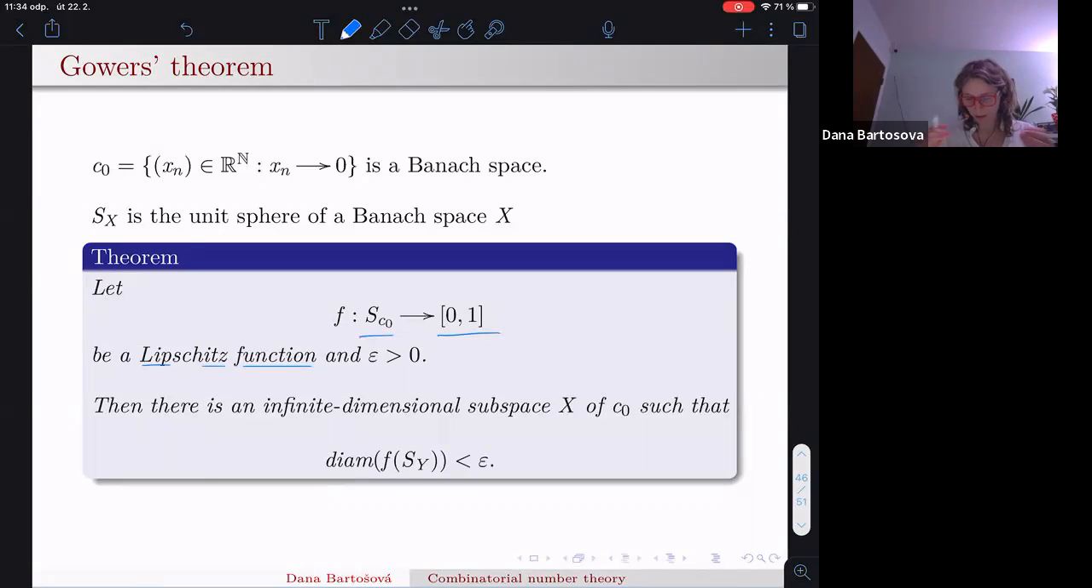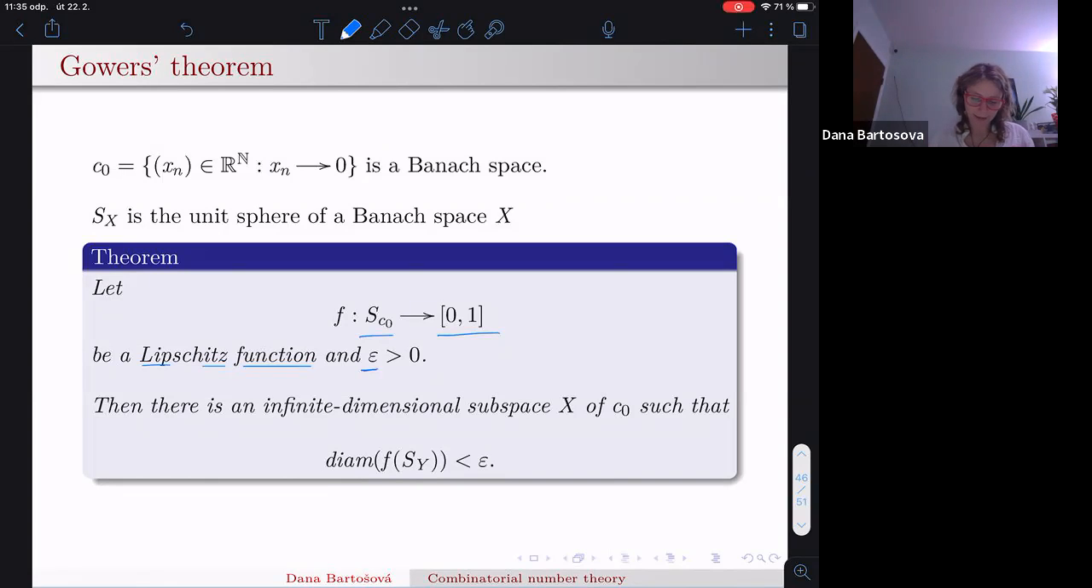So Lipschitz means that you're not too wild, or somewhat as if linear. And then you give me this epsilon that allows me to twiddle a little bit. So I'm not requiring that I'm going to be monochromatic. I'm going to be epsilon monochromatic.